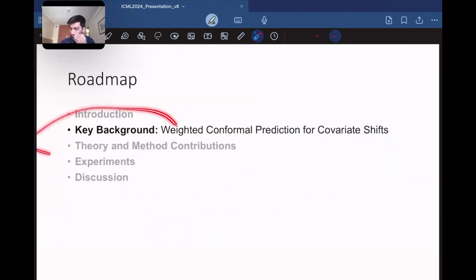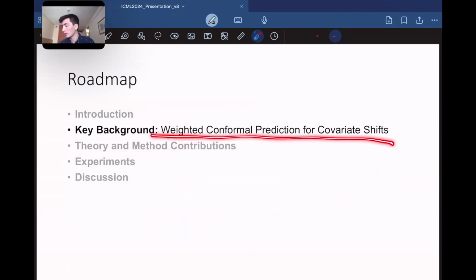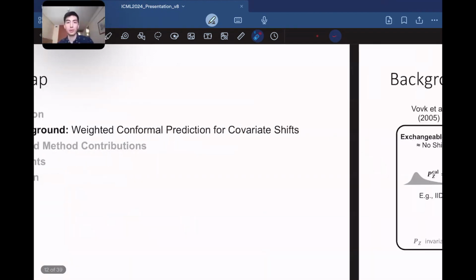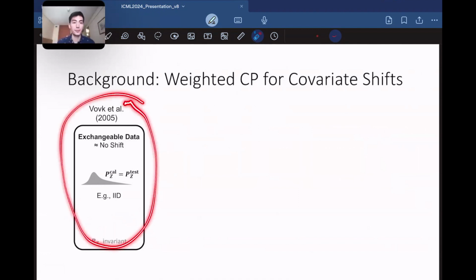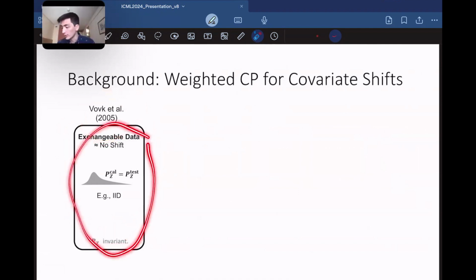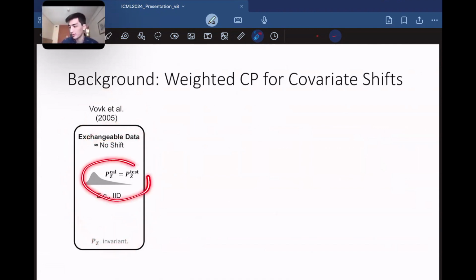Okay, so for key background on related work, we focus on weighted conformal prediction for covariate shifts. There are other works outside of this that also look at conformal prediction under distribution shift, which I won't go into here, but we try to reference them in our paper, so you can look there. For historical context, conformal prediction was initially developed by Vovk et al. This is the reference to their book on conformal prediction, and it traditionally relied on this exchangeability assumption, where there's roughly no shift between calibration data and the test data.